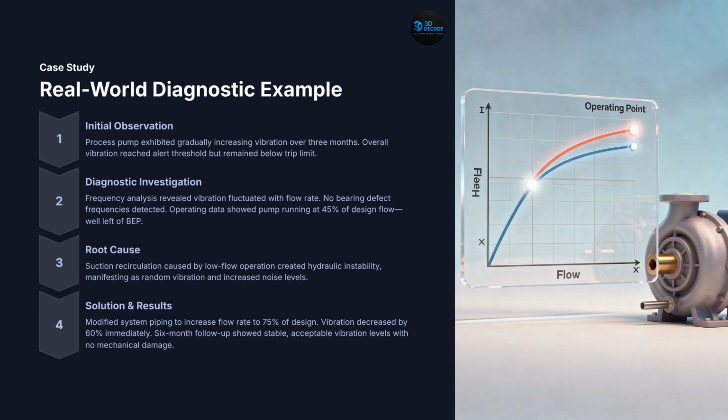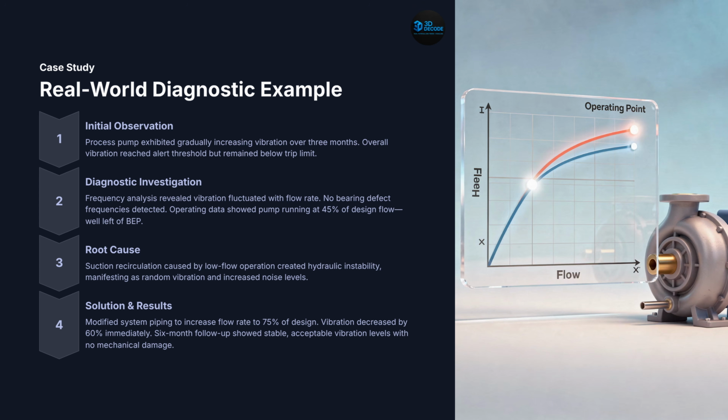Slide 15. Real case study. In one case, vibration increased gradually over months. Analysis showed the pump operating far below BEP. After adjusting flow, vibration reduced by 60%. This shows how operating conditions affect vibration.